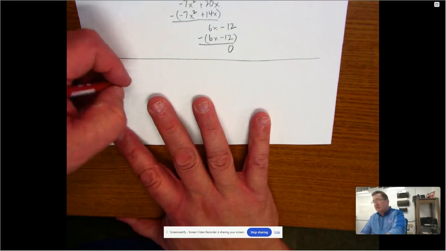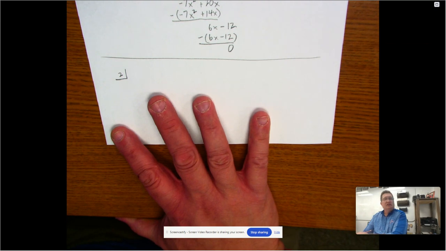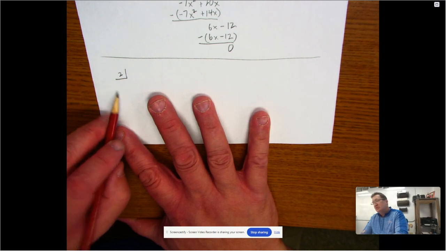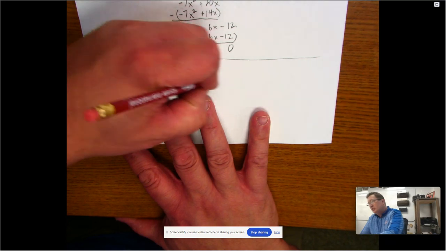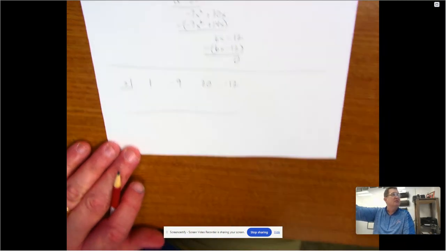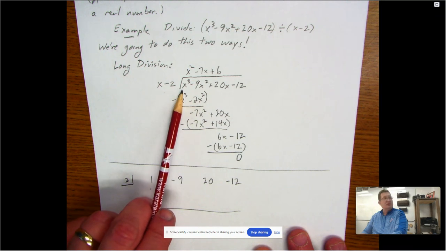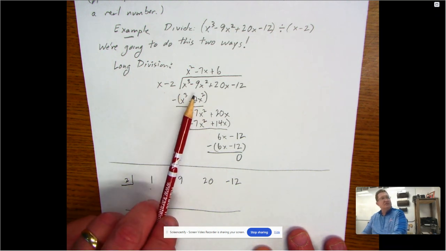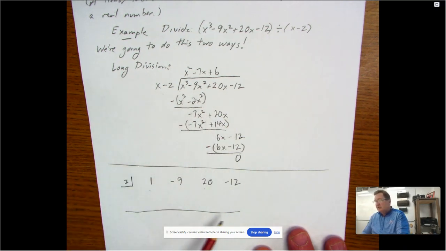And so what we do is we put the 2 over here. Remember, we were factoring an x minus 2 out. Okay, and so I'm going to put the 2 here, and then 1, negative 9, 20, and negative 12 across the top. Those were our coefficients. Okay, let me just back that up for you. Those are these numbers. So you see 1, and then 1x cubed, negative 9, negative 9x squared, 20, 20x, negative 12, negative 12. You can see that I've drawn a line here, and I've left myself some space.